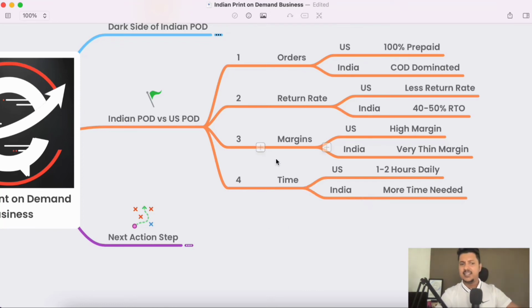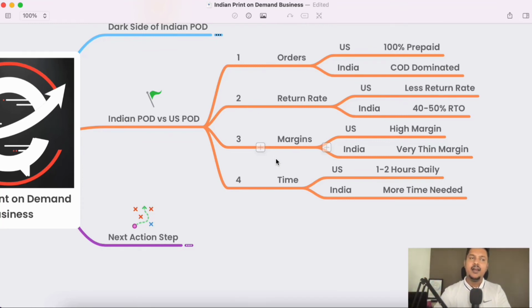This is the comparison which I felt personally when I shifted from Indian POD to US POD. When I was starting out, I was into Indian POD, and I worked hard for almost 6 months to make it happen. But every single day it was a huge loss. I was losing a lot of money every single day.